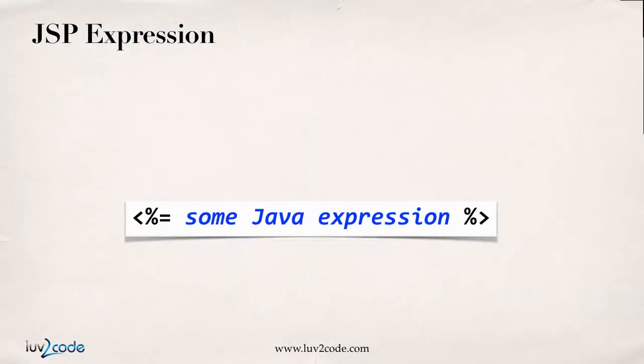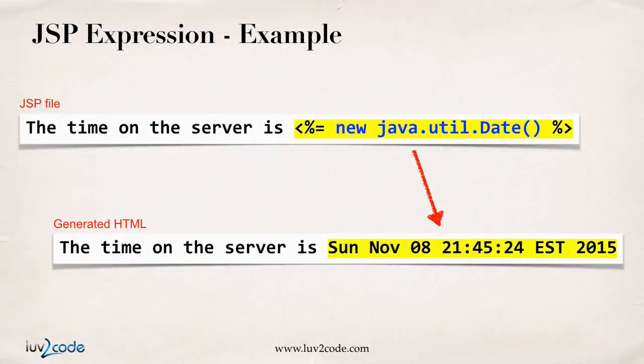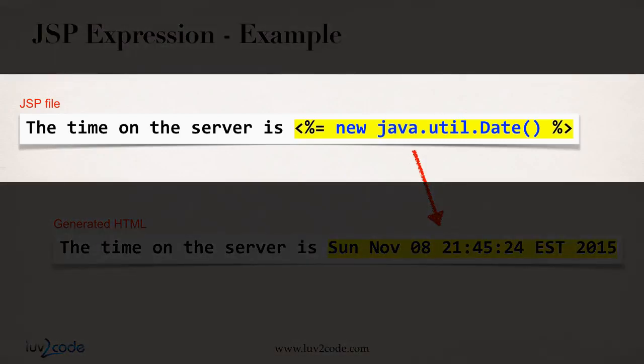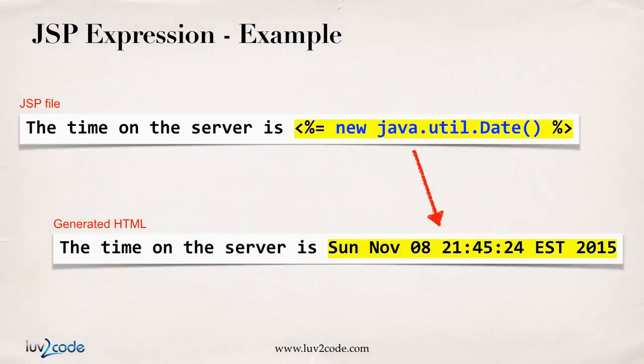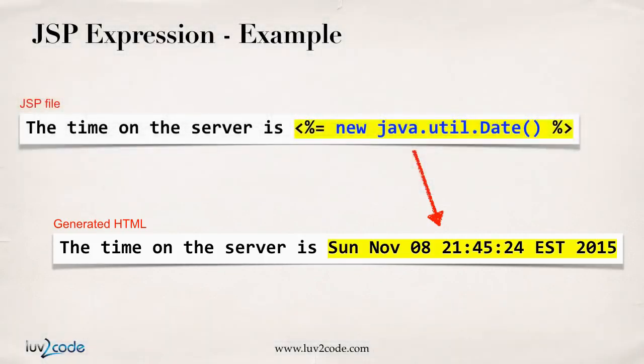So this next slide here is on JSP expressions. Basically you can compute some type of expression, and the result of that is included in the HTML page that's returned to the browser. Here's an example, and we saw this in the previous Hello World video. In your JSP file, you can say the time on the server is, and then you can add an expression. Again, remember, angle bracket % with an equal symbol, and we can place a Java object there. Once this is processed by the server, the generated HTML is simply the toString version of that given date object. But let's take a look at some more examples of using JSP expressions.